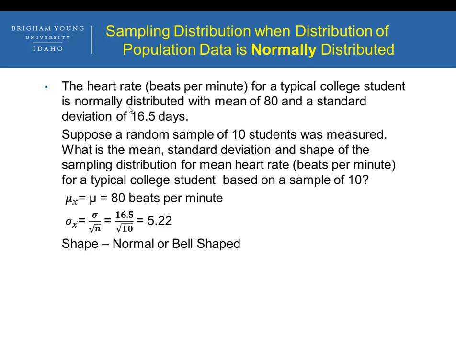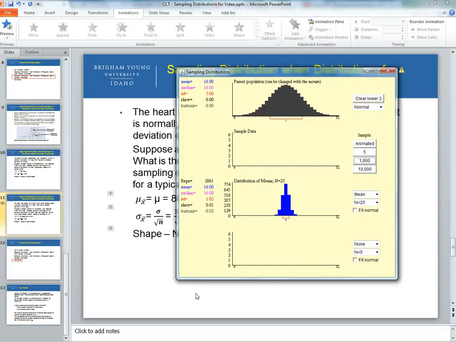Now, if these heart rates were right skewed, a sample size of 10 perhaps wouldn't be large enough to make the sampling distribution bell-shaped. But since the parent population is already bell-shaped, the sampling distribution is also bell-shaped. Here's an example of this. Let's go to the applet here.